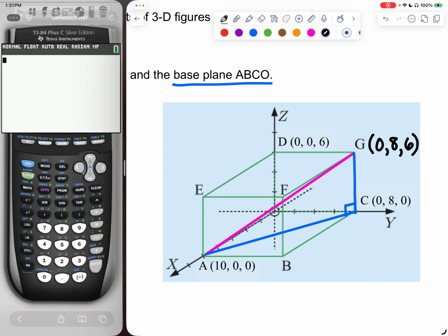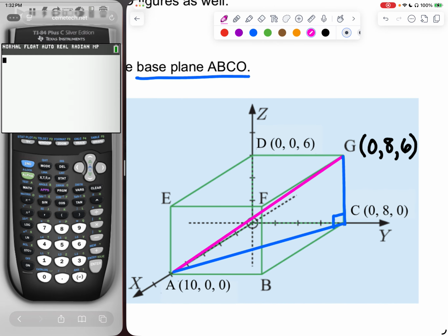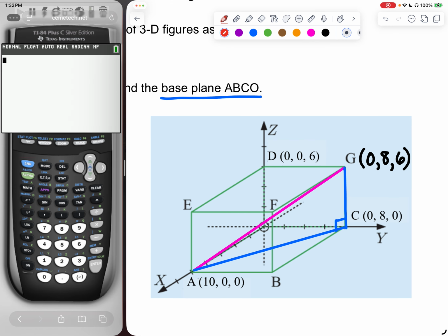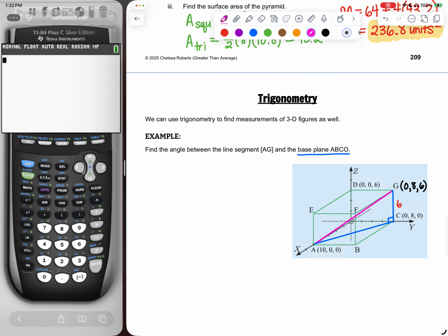If I look at those points here, I need to figure out, and actually I can use this to figure out my height. So if I'm looking at G to C, I can tell that G and C are the exact same because the 0 and the 8 are the same. The only thing that's different is the Z values. So I know that this is 6 units tall. So now what I want to do is figure out what AG is. How long is AG? So I'm going to use the distance formula.